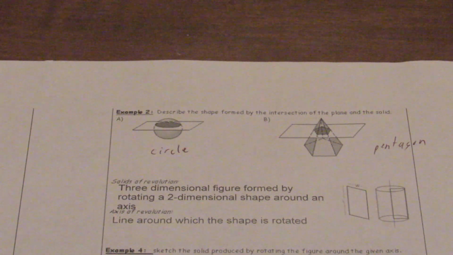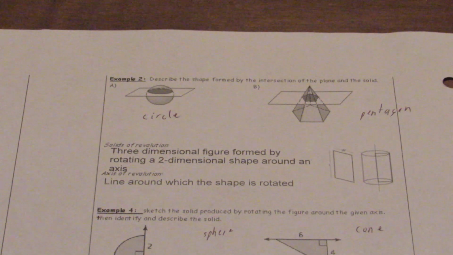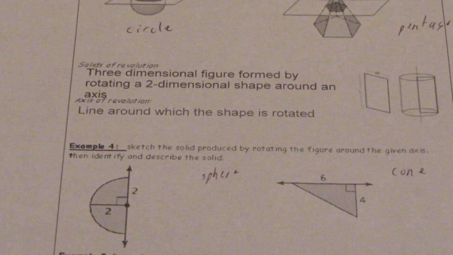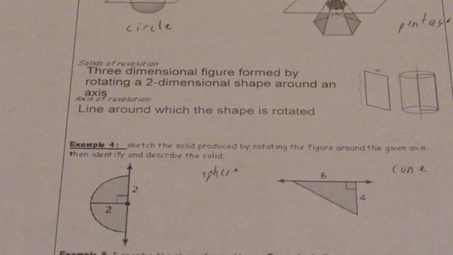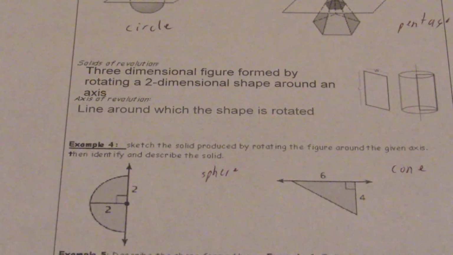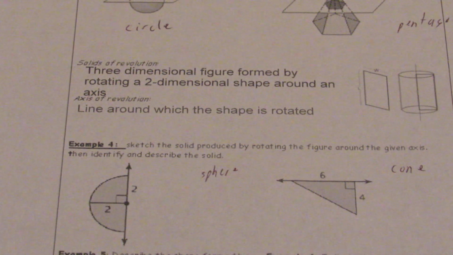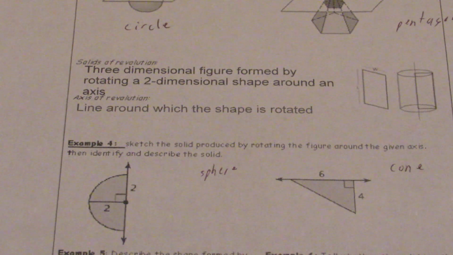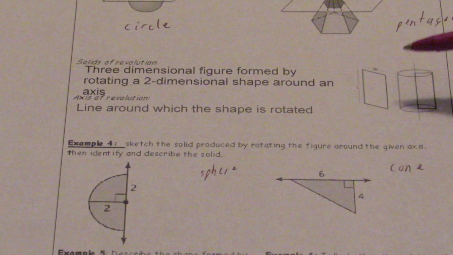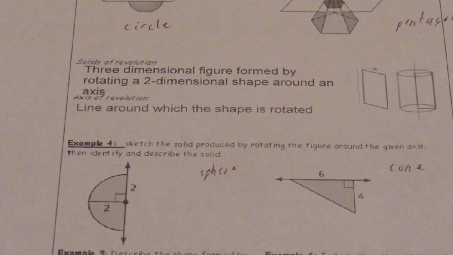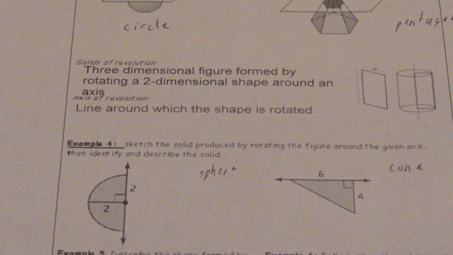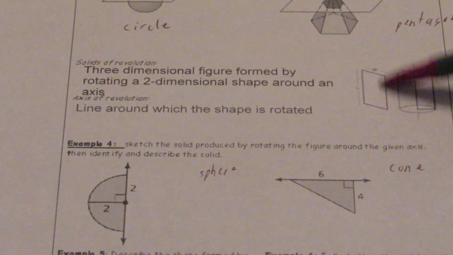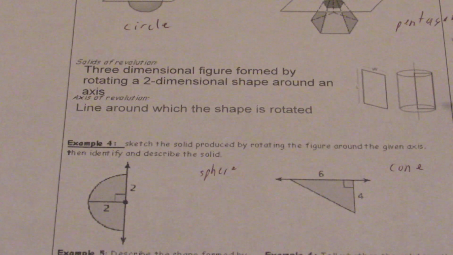Then we're going to look at some stuff with rotations. So solids of rotation. Three-dimensional figure formed by rotating a two-dimensional shape around an axis. Okay. The axis of rotation is the line around the shape. Basically, we're going to have three types of things for what we're seeing here, and they're all going to be non-polyhedron. If I have a rectangle and I rotate that, I get a cylinder.